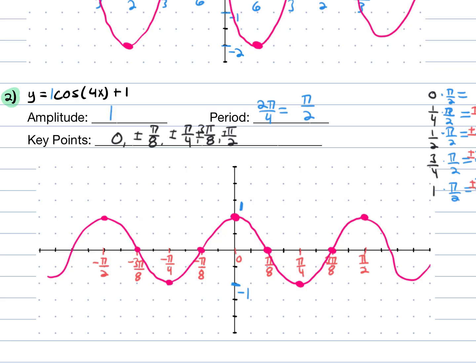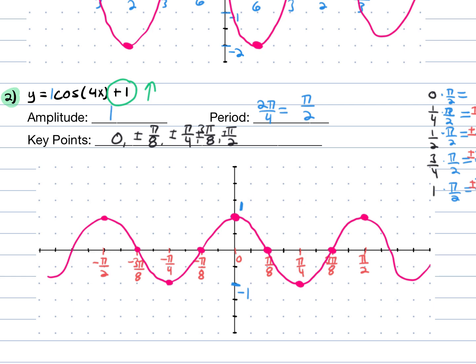Oh, wait, hang on. Wait, yeah, sorry. Okay, do we see what I forgot? This one had, what did this have? A shift, right? Up 1. Okay, so we had a shift up 1 unit.